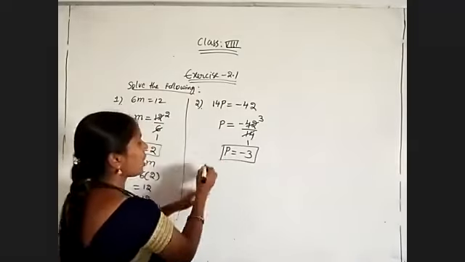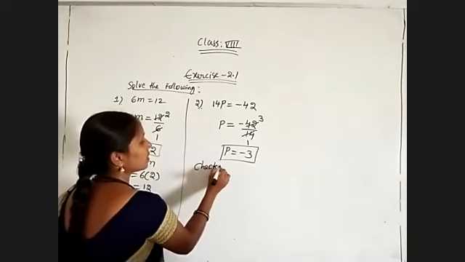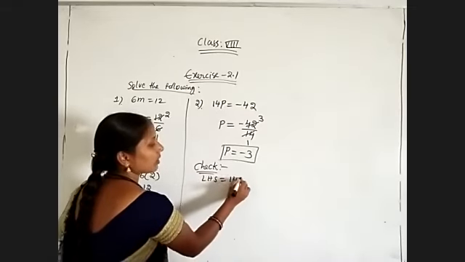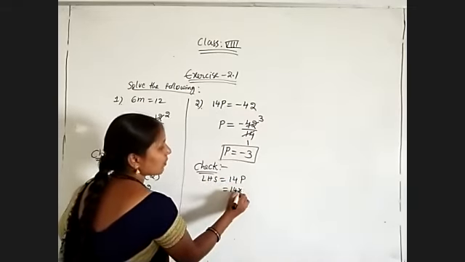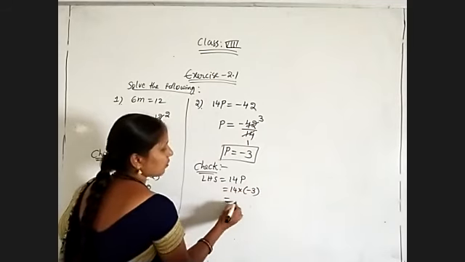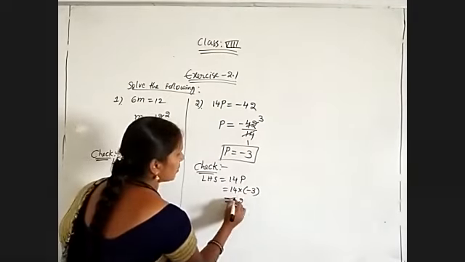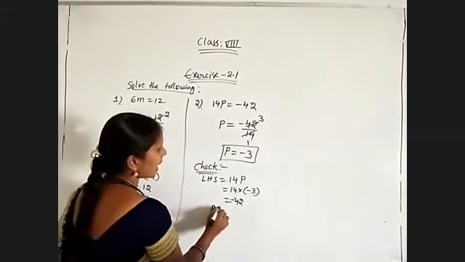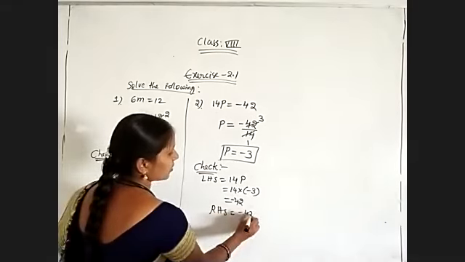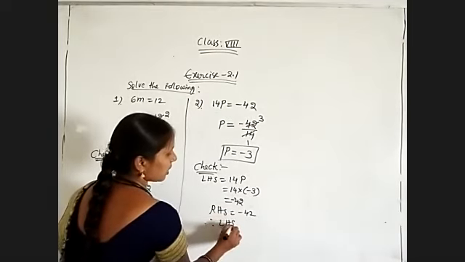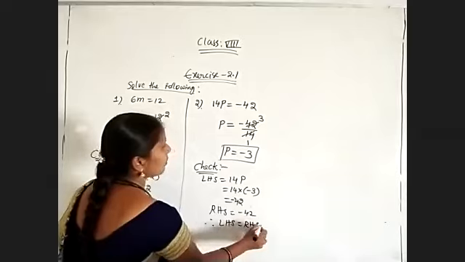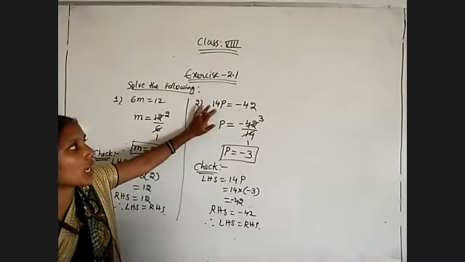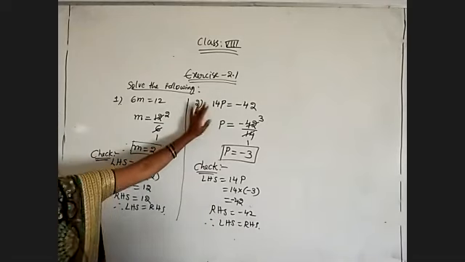That's all. Now again check the result. What is the LHS of the equation? 14p. 14 into, what is the p value? Minus 3. So 14 threes are 42, because of the minus, minus 42. And what do we have on the RHS? Minus 42. Therefore LHS is equal to RHS for p equal to minus 3. That's why p equal to minus 3 is the solution of this equation, 14p equal to minus 42.